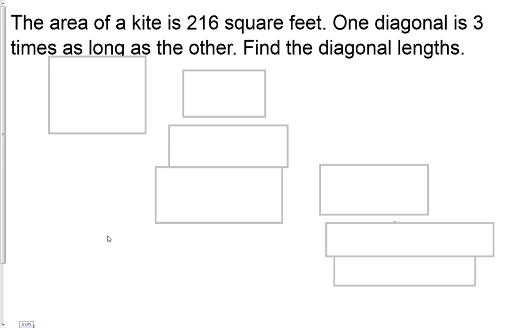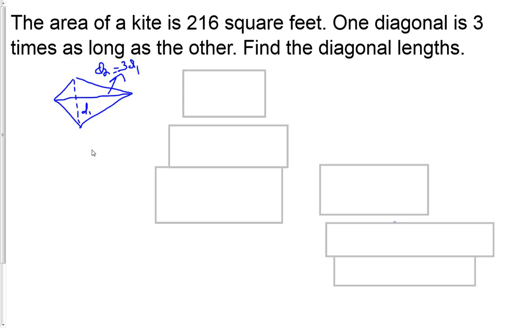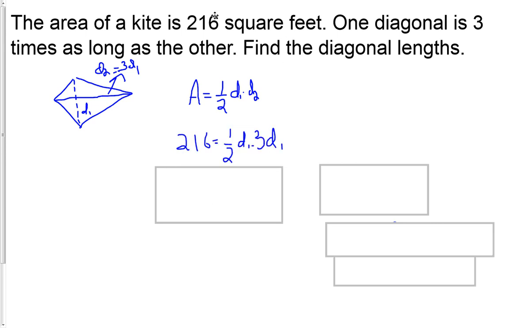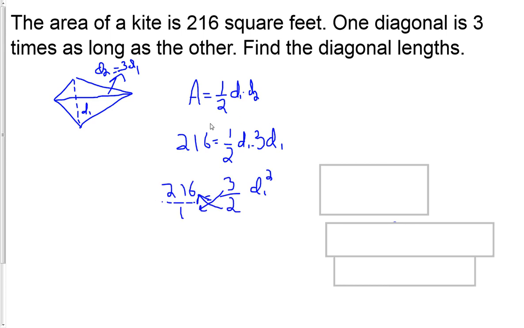Last question here, we got the area of a kite is 216 feet squared. One diagonal is 3 times as long as the other. Find the diagonal length. So go ahead and try this one on your own. Now I recommend drawing a picture, so my picture this time, pretty similar, but it's 3D1, and sorry for the side length, how small they're getting. Area is half D1, D2, so now it's 216 is half D1 times 3D1, so this is going to be 3 over 2 D1 squared equals 216.